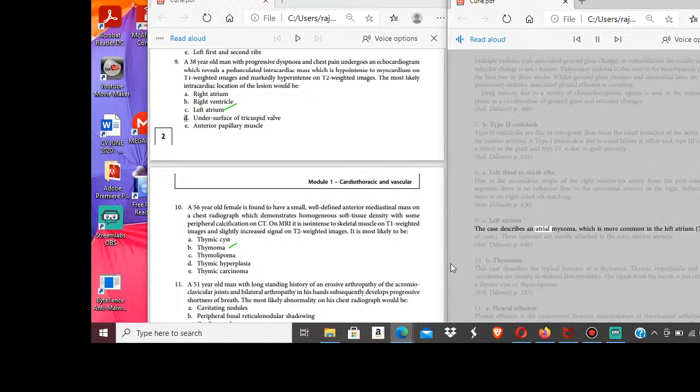9C. Left atrium. The case describes an atrial myxoma, which is more common in the left atrium, in 75 to 80% of cases. These tumors are usually attached to the interatrial septum. Ref. Dähnert, P. 646.